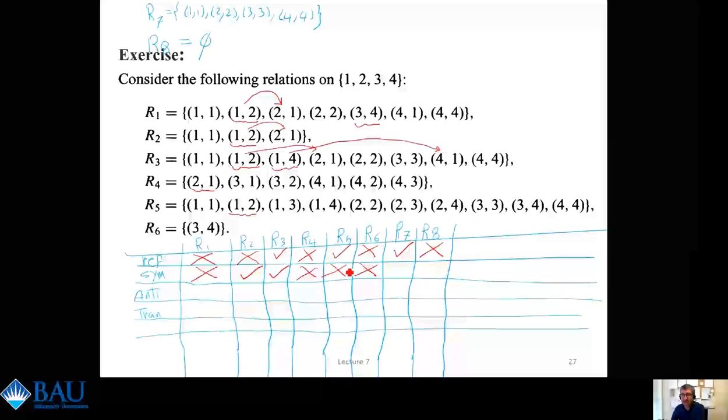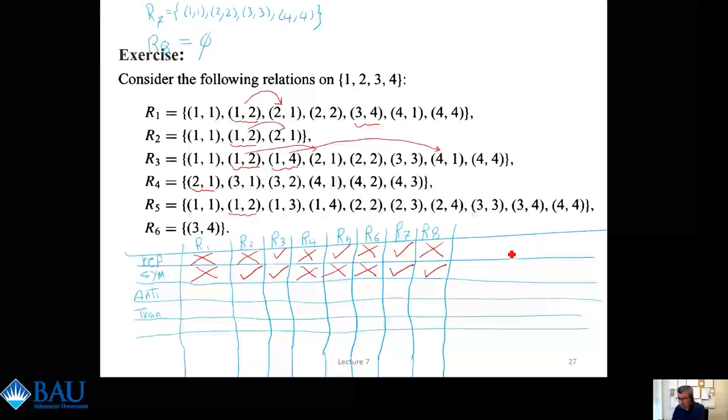R7. Is that symmetric? 1, 1, we don't need to check it. 2, 2, we don't need to check it. 3, 3, we don't need to check. 4, 4, we don't need to check. Therefore, yes, we do not have any problem. R8. We have no problem.